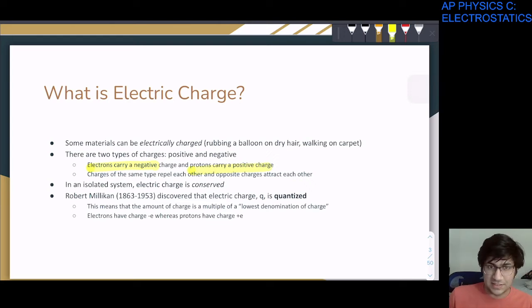And in 1953, Robert Millikan discovered that electric charge Q is quantized. And this is a very interesting observation. You might think of things like water, or seemingly like sand, for example. It seems to be continuous.